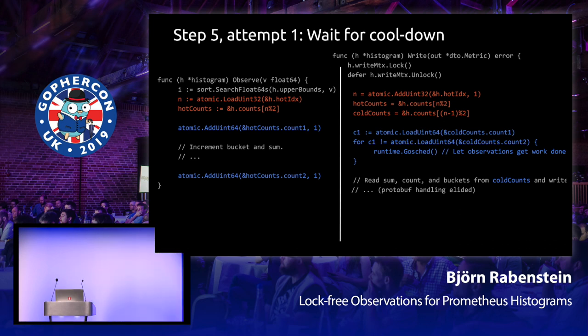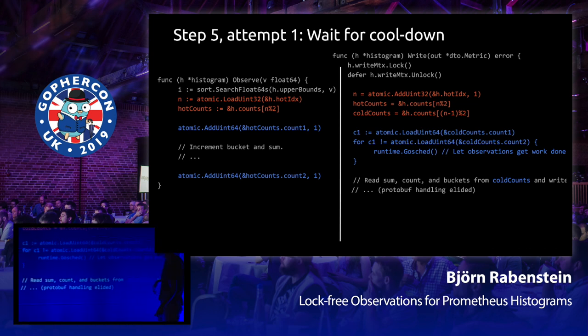Okay, it's almost invisible. I pointed that out. It's blue code, whatever. Red code is visible, but the blue code is important. So here I read the count 1 atomically, and then I just go into a for loop and read the count 2 and wait for them to be the same, and then I'm done, right? Then all the observations are done. And this is an important thing that was already mentioned in yesterday's keynote by Gautam.